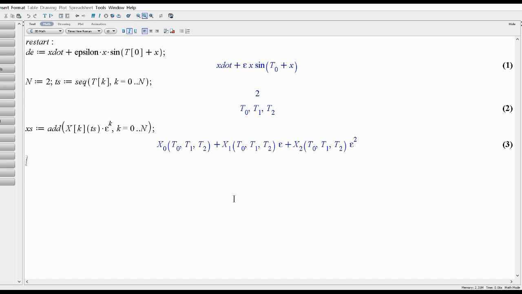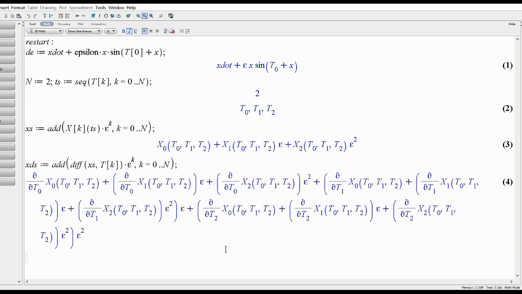And then I also have x dot, and so I will say x ds is equal to the sum of the derivative of xs with respect to tk times epsilon to the power k, k equals 0 to n. So that looks a bit long, but many of these terms will go away, don't worry. And then finally we will have dE is equal to substitute x dot equals x ds, x equals xs in dE, but I'm going to suppress that display.